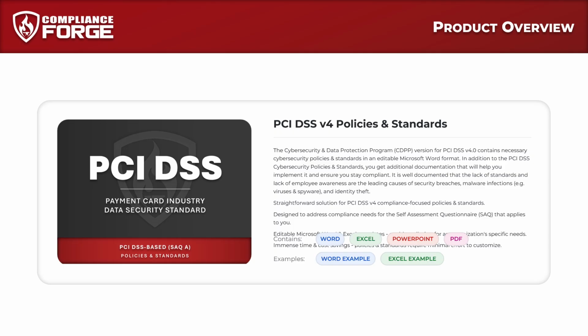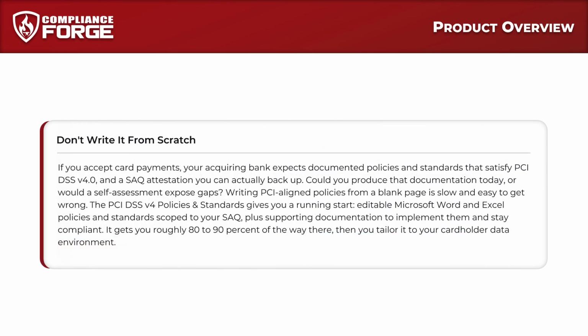This is a straightforward solution: editable Microsoft Word and Excel templates designed to address the compliance needs of the self-assessment questionnaire that applies to you, with immense time and cost savings. If you accept card payments, your acquiring bank expects documented policies and standards that satisfy PCI DSS v 4.0 and an SAQ attestation you can actually back up. Could you produce that documentation today, or would a self-assessment expose gaps?